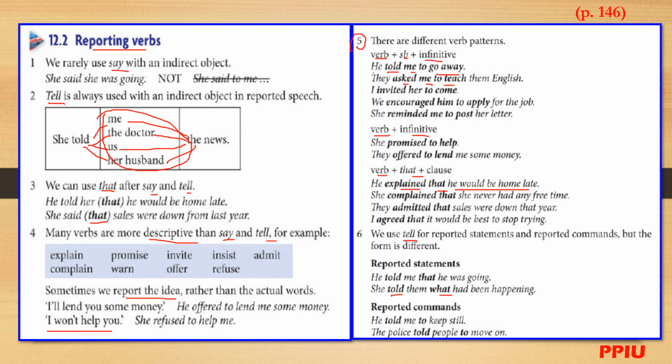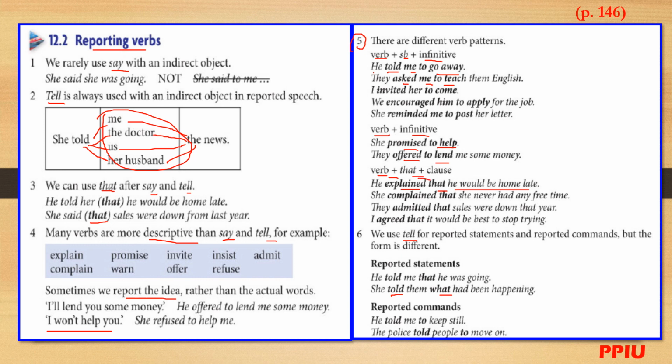Okay, the other one is about verb plus infinitive. She promised to have. Promise is the verb, to have is the infinitive. They offer to learn. Offer is the verb, to learn is the to infinitive. The other one, okay, verb plus that plus clause. She explained that he would be home late. Explain is the verb.